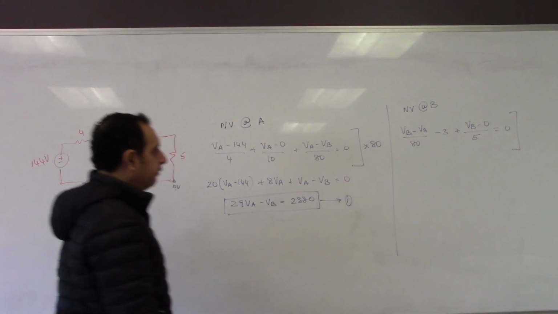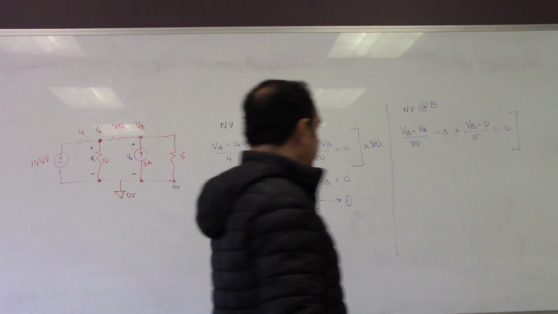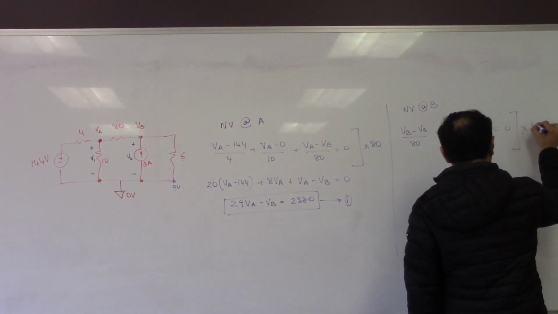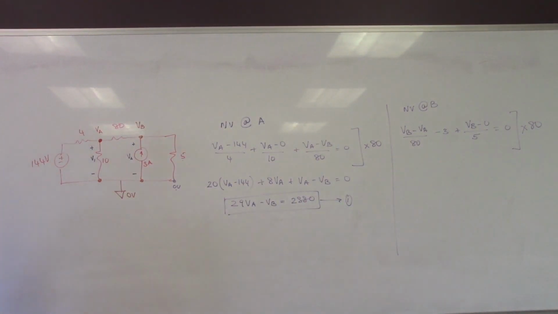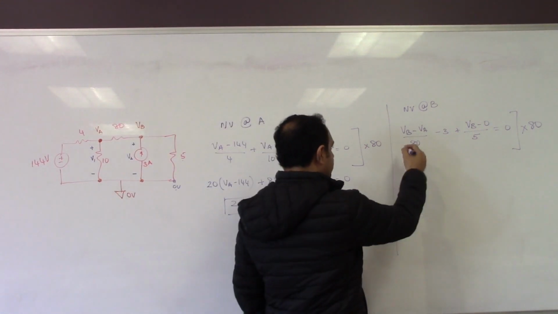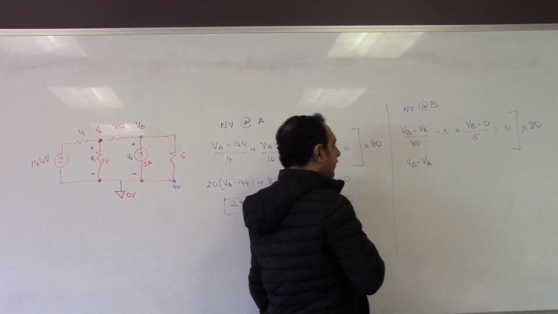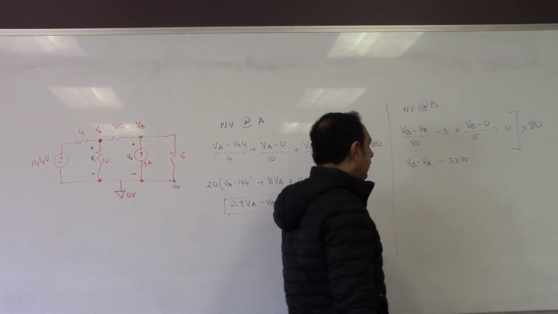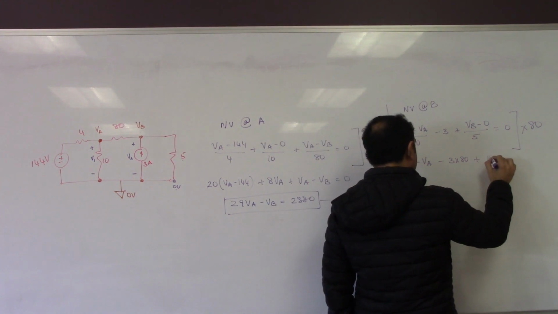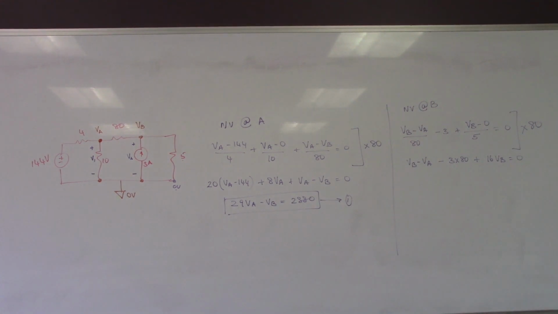To get rid of that 80, we'll once again multiply everything by 80. You can do it in any other way, but I find that easier. If you just get rid of the denominator, we can solve the equations easily. So when I multiply by 80, the 80 and 80 get cancelled, so you will have VB minus VA, minus 3 times 80, plus 16 VB is equal to 0.